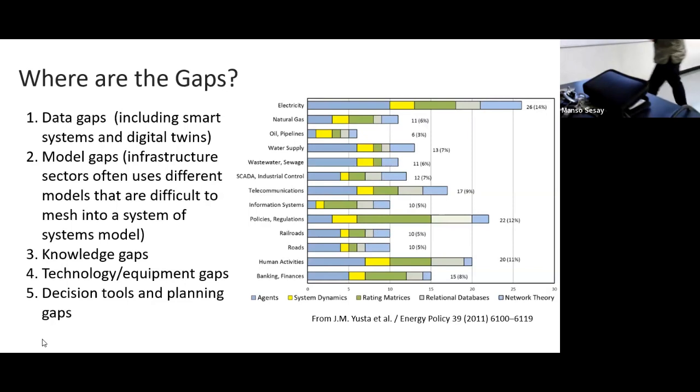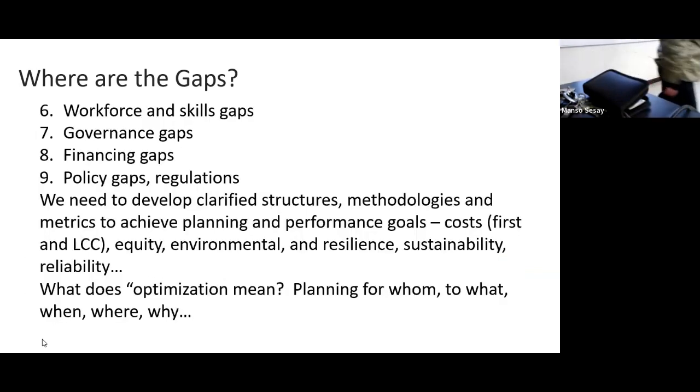We've got knowledge gaps. We have technology equipment gaps. EMI here at Mines is really trying to address those equipment gaps, come up with better equipment that will work. We need decision tools to help the planners. We've also got workforce and skill gaps for the future. If we start changing to more robotic operation, who's going to run the robots? Who's going to maintain them? We have governance gaps. Who gets to decide? Right? Who gets to decide?